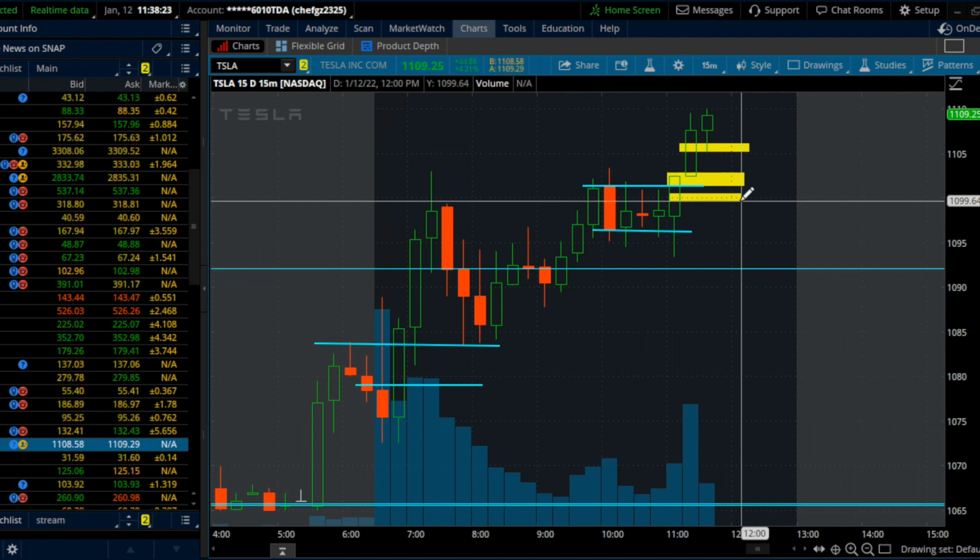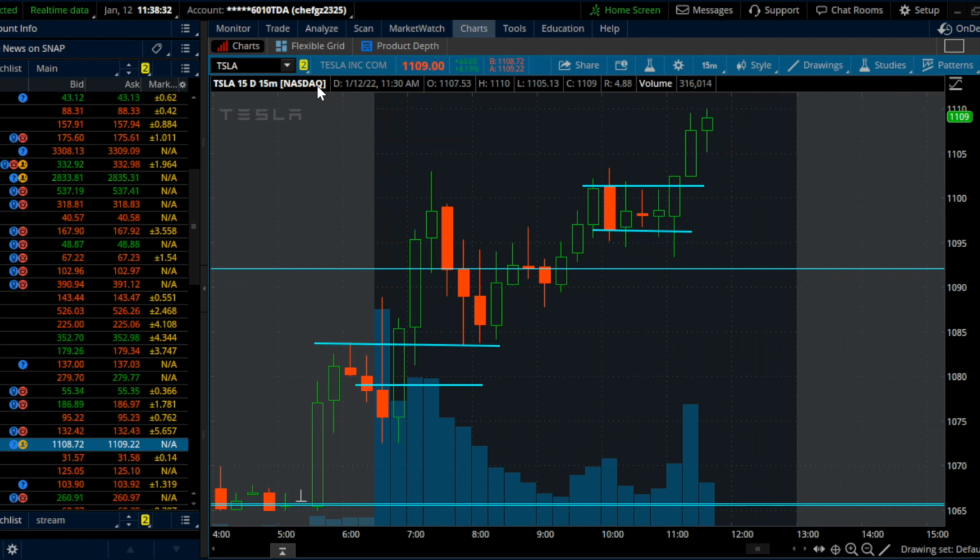Again, I'm not here to tell you, buy 10 contracts and your stop loss should be negative 20% or 50. I'm not here for that. Again, just a reminder, all of it has to do with entry type.